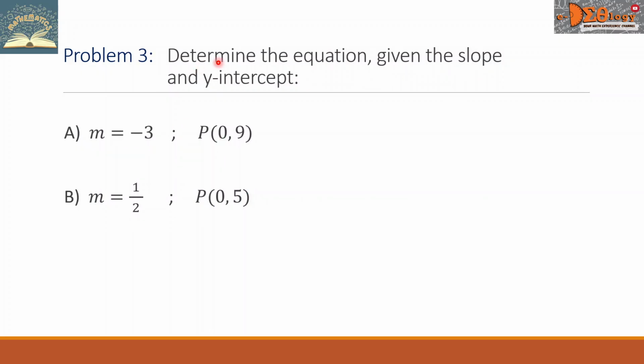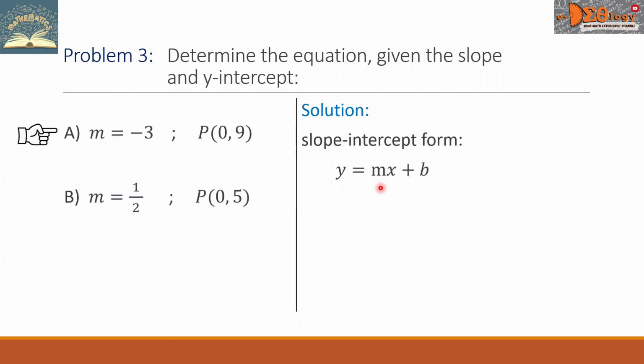Problem 3. Determine the equation given the slope and y-intercept. We have a, the slope is negative 3, and the point 0, 9. In this case, the y-intercept value is this number 9. We simply substitute the value of m and the b. In this case, it is 9. So we have y equals negative 3x plus 9. This is the answer. We write this answer below problem A.